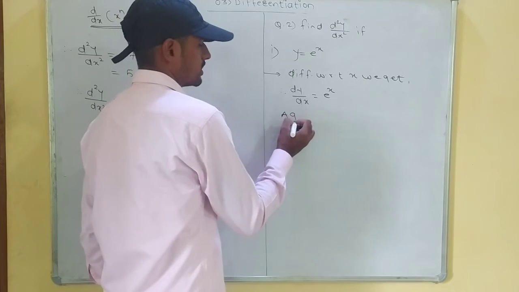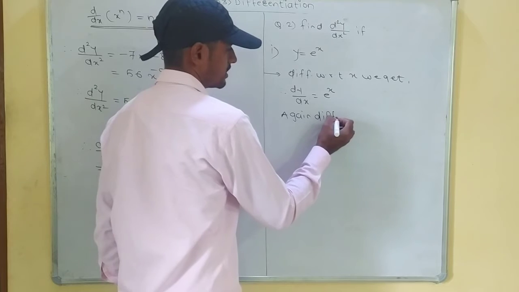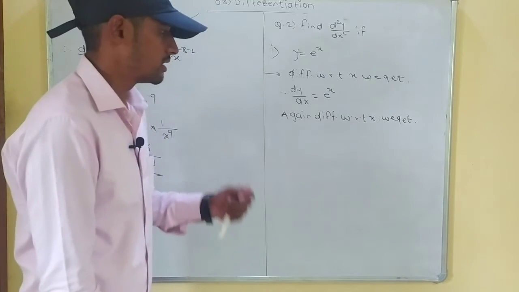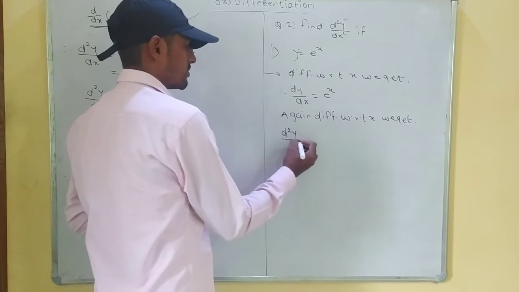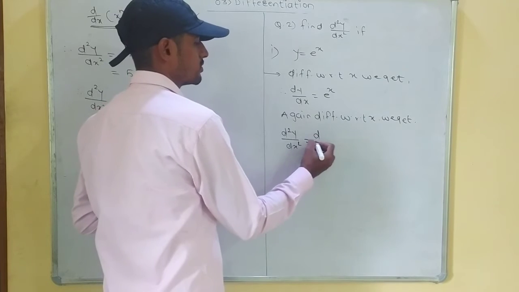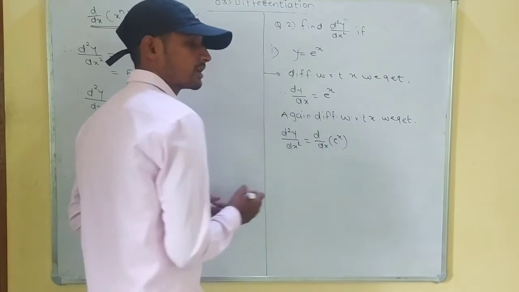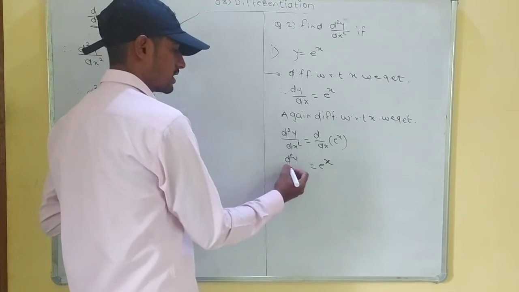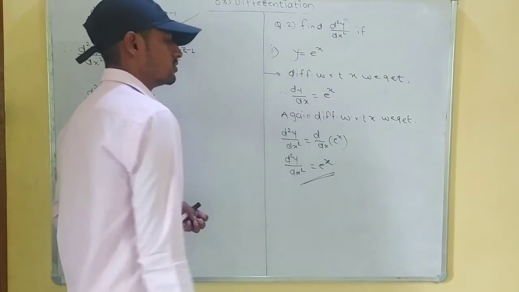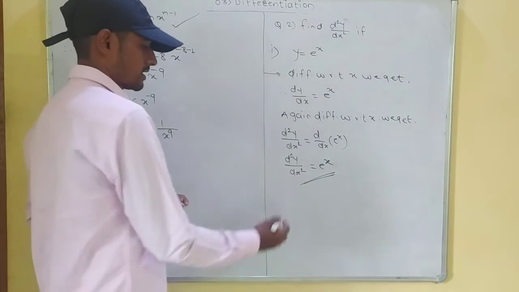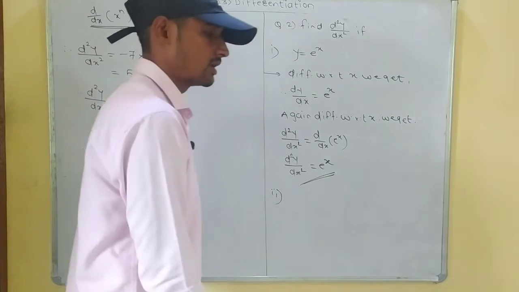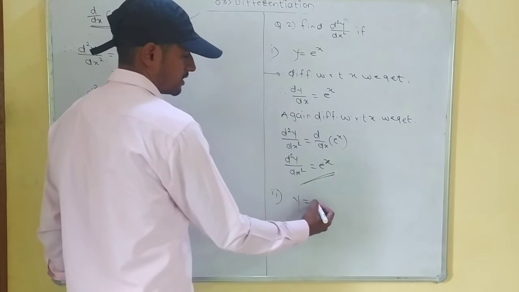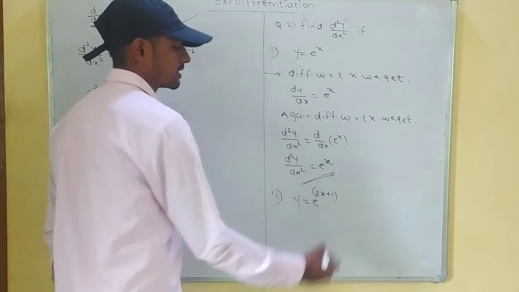Again differentiate with respect to x, so the second order derivative is denoted by d square y by dx square, which is nothing but the derivative of e to the power x again. We know that the derivative of e to the power x is nothing but e to the power x, therefore the second order derivative is nothing but e to the power x as it is. Next one, second is y is equal to e to the power 2x plus 1.